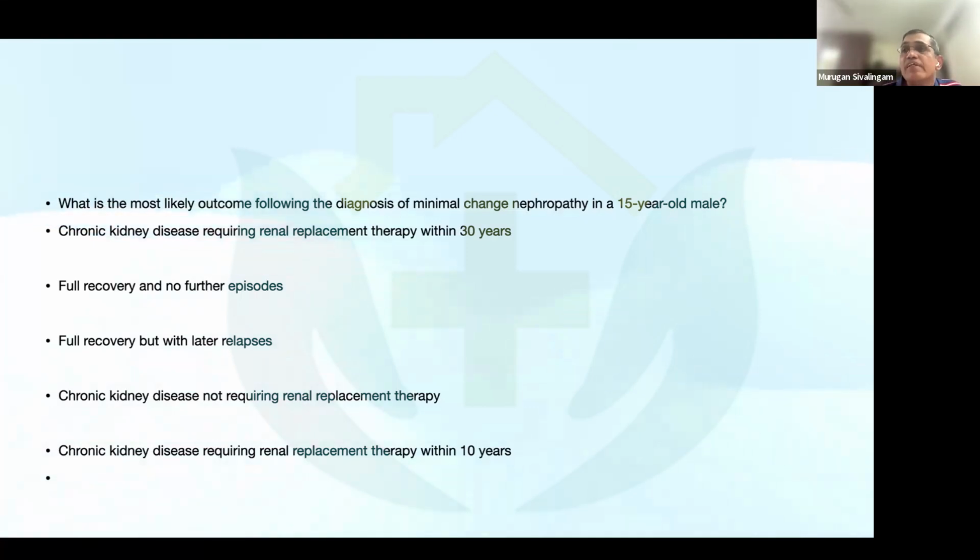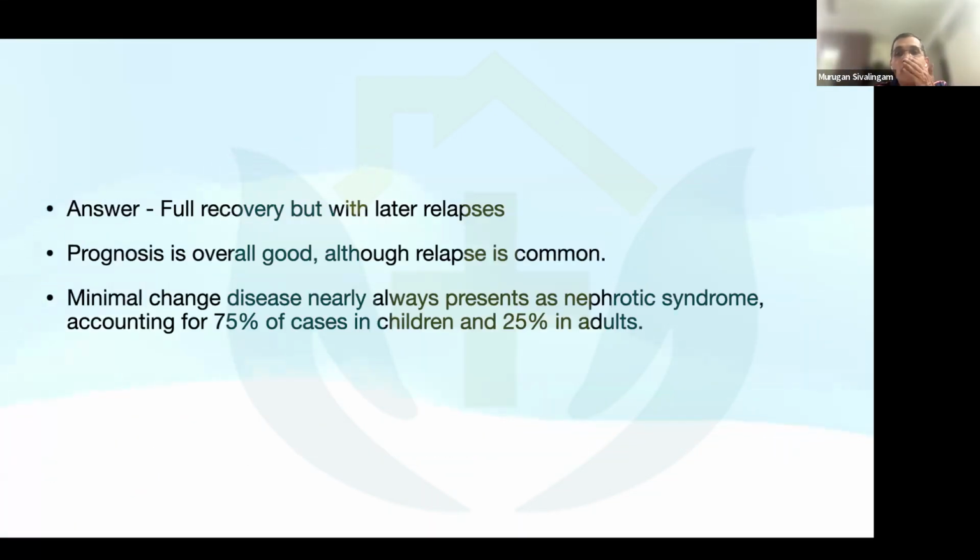Sometimes in the acute phase, they may have a raised creatinine, usually due to acute tubular necrosis related to the nephrotic syndrome itself. But typically, they don't develop it. There's something to bear in mind. So full recovery, they may relapse. Prognosis generally is good, though they can have relapses.